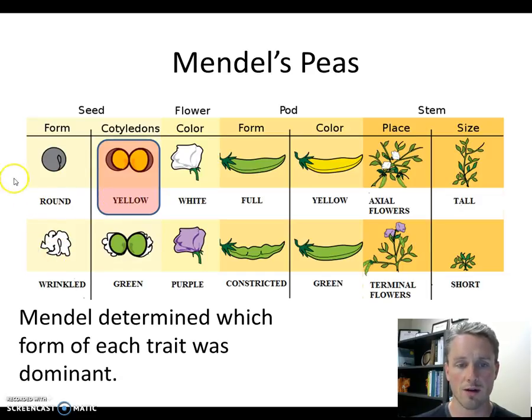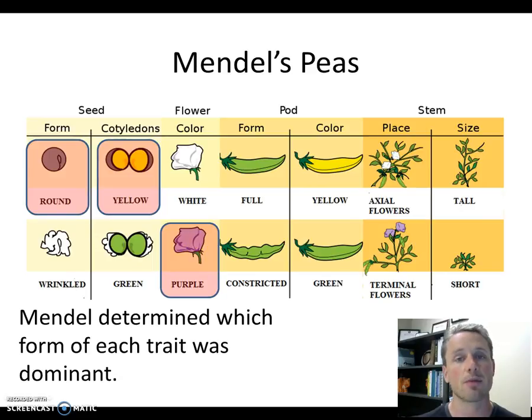We know for the seed color, yellow ended up being the dominant form. But which form was dominant for round and wrinkled? Again, he took round-seeded plants, mated them to wrinkled-seeded plants, and determined what the progeny had, which trait masked the other. For that, he found that round seeds were dominant. He did the same experiment for white flowers and purple flowers. In that case, purple flowers were dominant. He did that for the shape of the seed pod, this full shape versus this constricted shape. In that case, full seed pods were dominant.